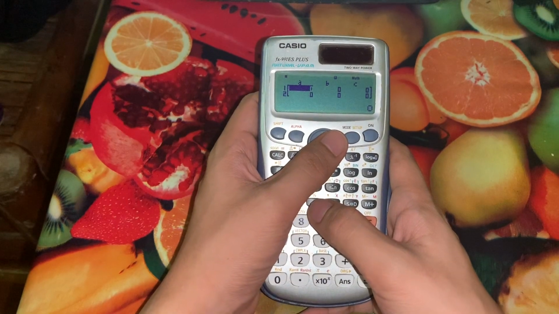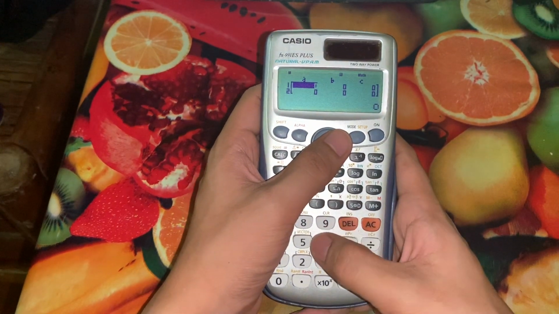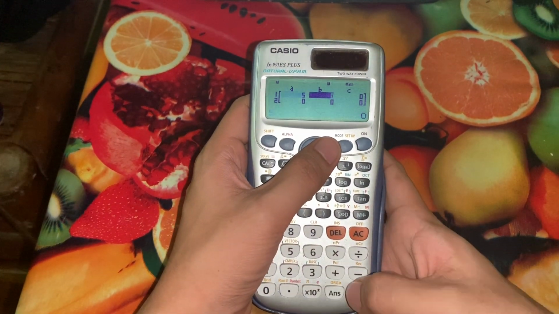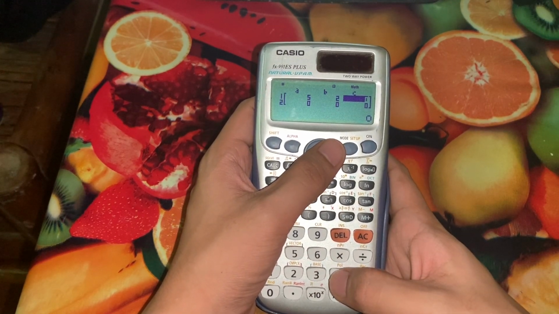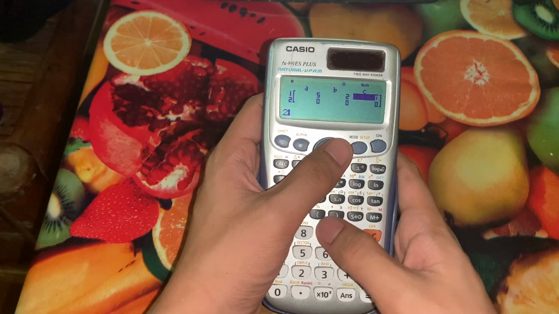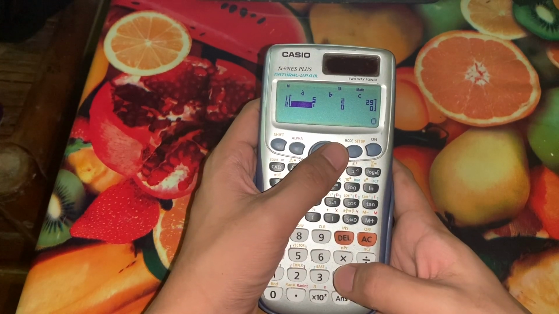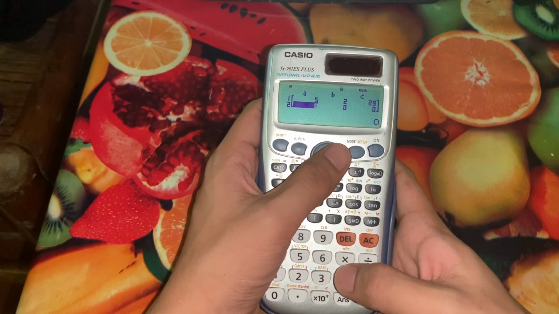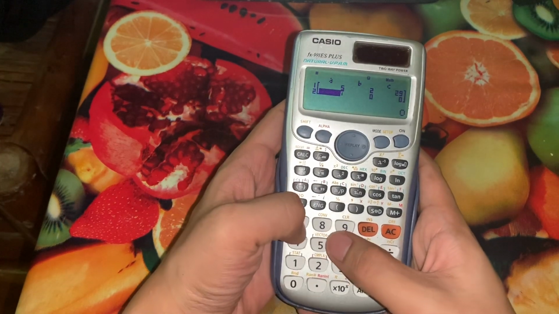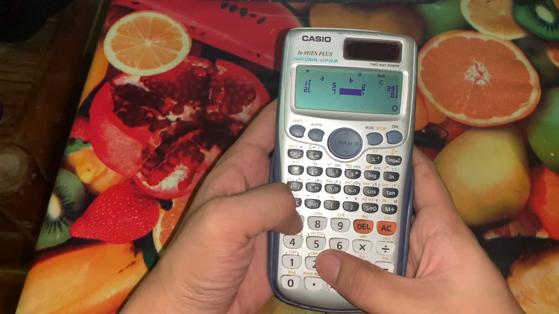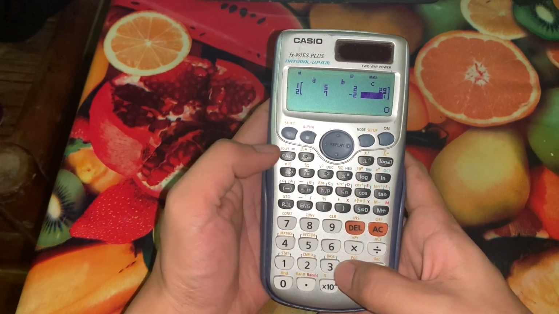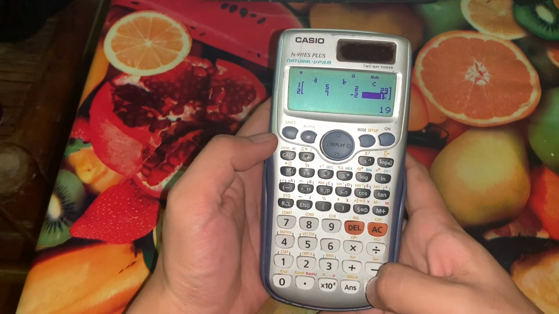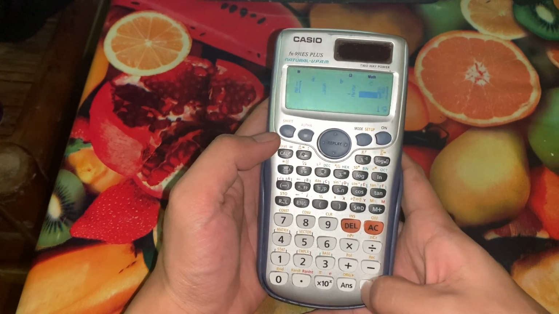So diba 5x plus 2y equals 29 yon? So we have 5 para sa X, 2 para sa Y, and then yung constant na naka-equate sa right side is 29. So, 29. Then doon naman sa equation 2, yung 7x minus 2y equals 19. So, we have 7 sa x, and then negative 2 sa y, and then yung constant sa right side which is 19. Okay? And then after that, press equal sign.